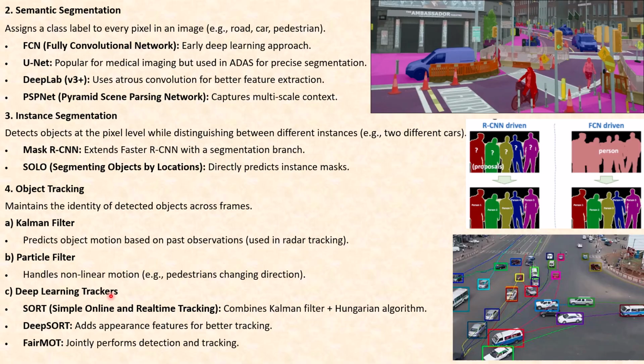Next comes the deep learning trackers, and within these there are plenty of off-the-shelf algorithms like SORT, Simple Online and Realtime Tracking, DeepSORT, FairMOT. These are all the various brands or types of tracking algorithms.